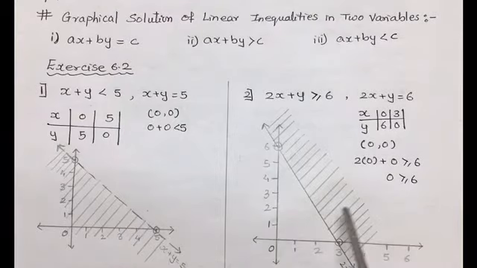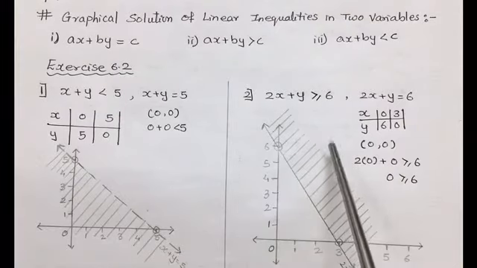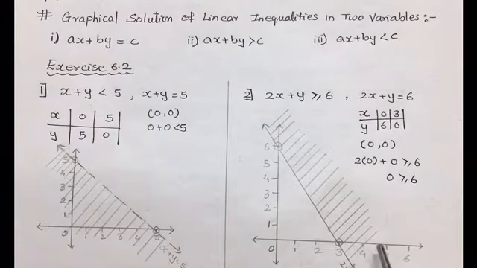0 cannot be greater than or equal to 6. So therefore, the side towards 0 is not to be shaded. The opposite side is to be shaded. If it satisfies, then the 0 side is to be shaded. If it does not satisfy, then the opposite side is to be shaded.